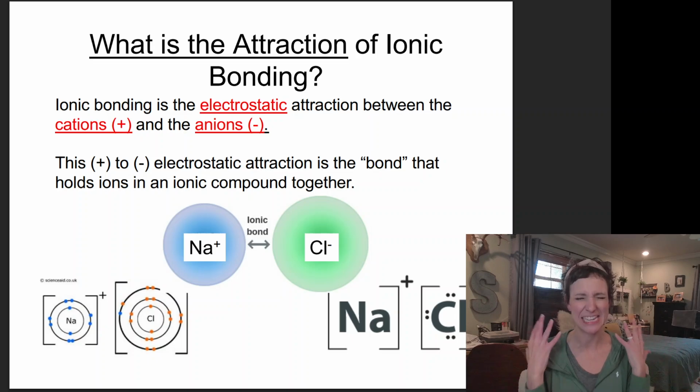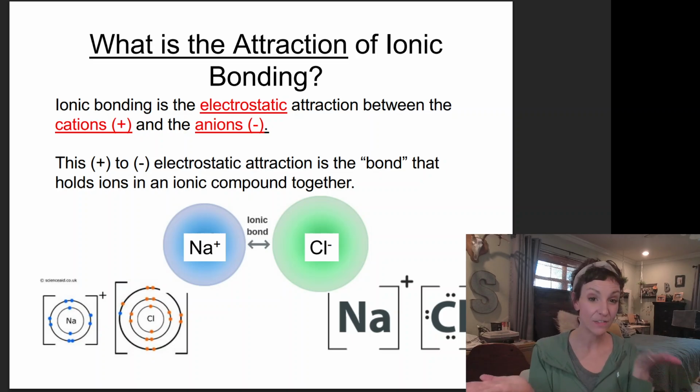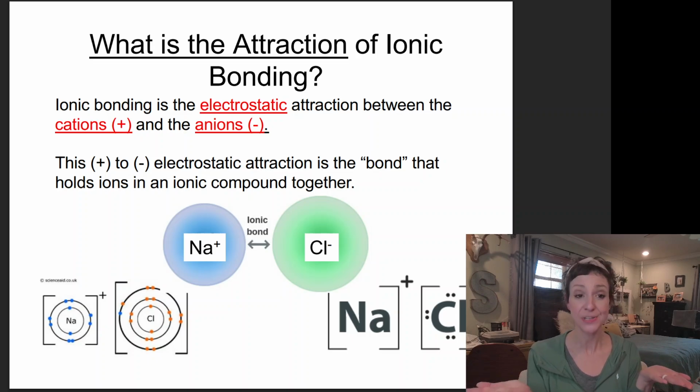Once again, anytime I see electrostatic attraction, it's between a positive and a negative thing. In ionic bonds, that positive thing is a cation, and the negative thing is an anion. So this positive to negative electrostatic attraction is the bond that holds an ionic compound together.